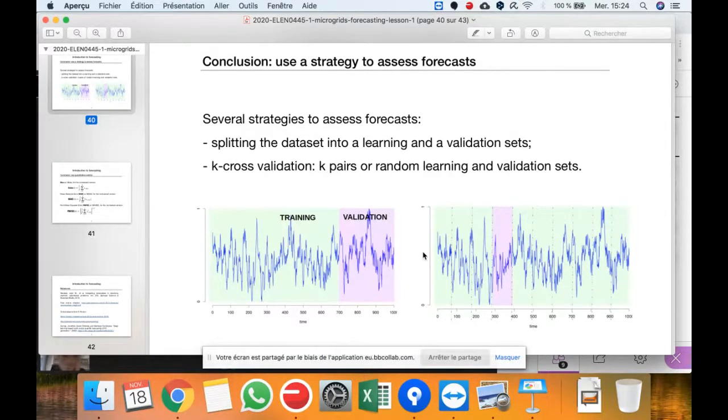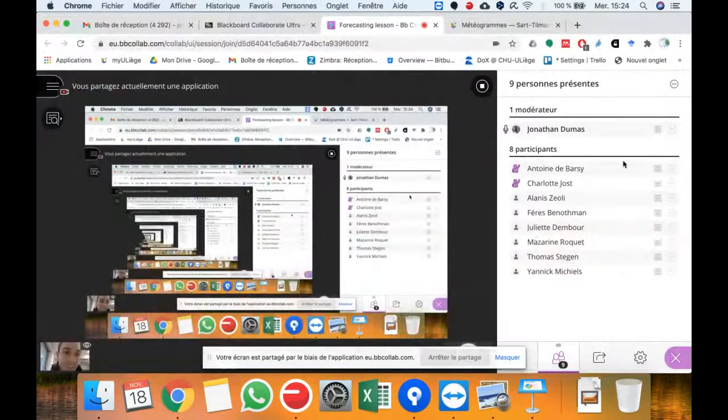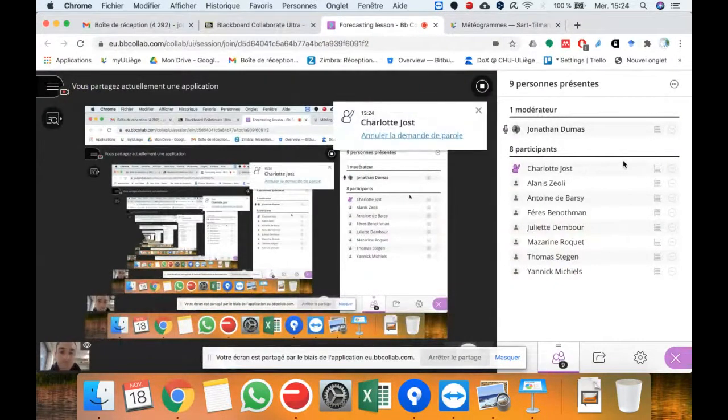And imagine if we would have taken the entire year as a learning set, there would be no more validation set. So it would be a problem. So this is a smart way. The K-cross validation methodology is a smart way to expand, in a way, the validation set, in fact. Yes. Okay, that's what I wanted to know. Thanks. And so now, Charlotte.